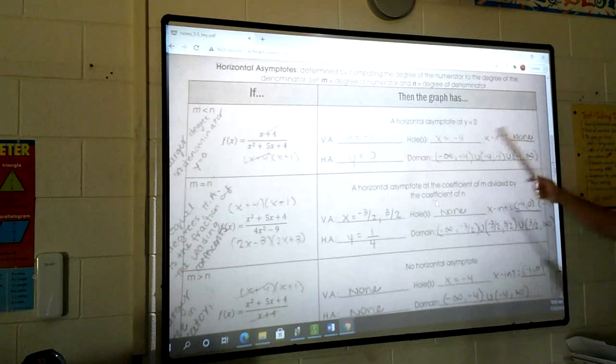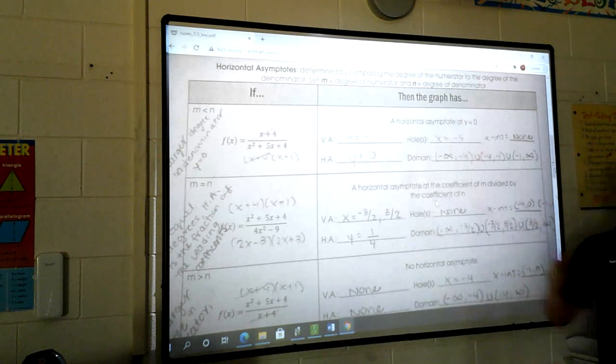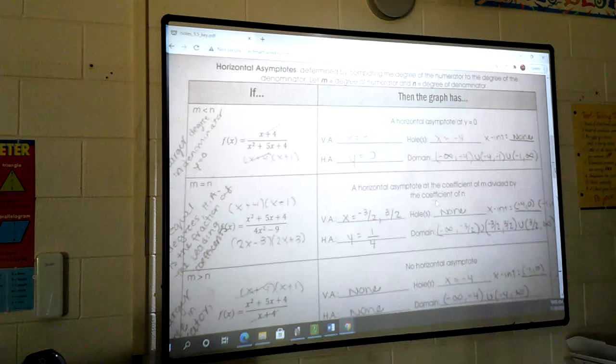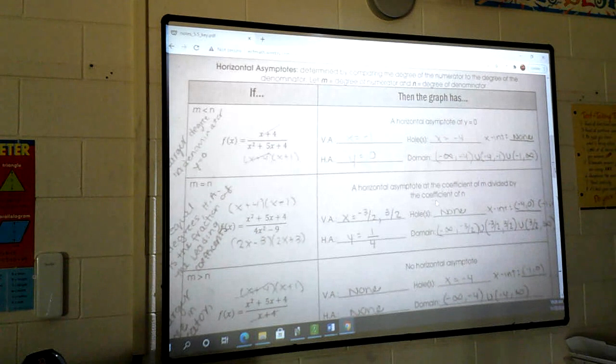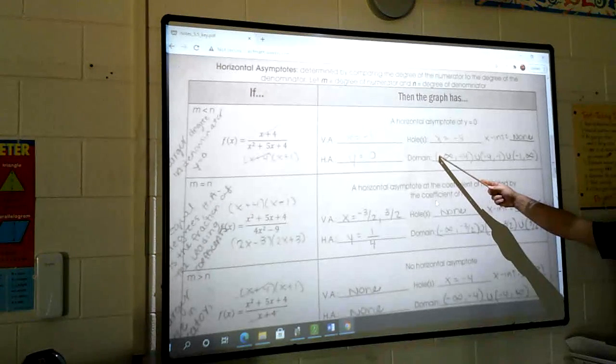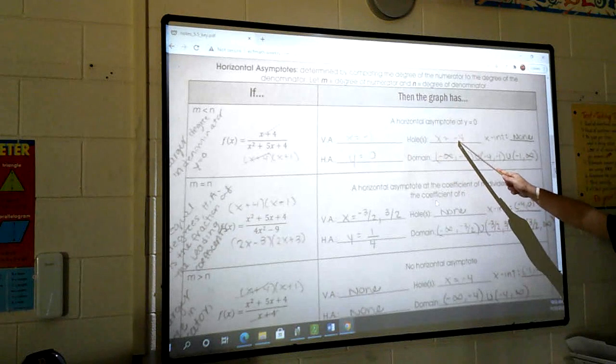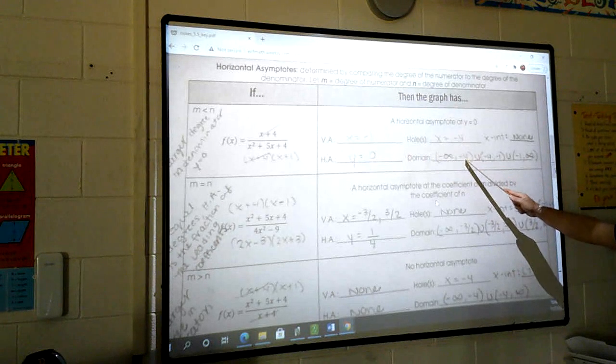But anywhere you have a vertical asymptote, which is like where it never reaches that point, or a hole, that causes a break in the graph. So just think, I'm going from negative infinity to positive infinity. But on my way from negative infinity to positive infinity, there's a hole at -4. So I have to stop at -4.